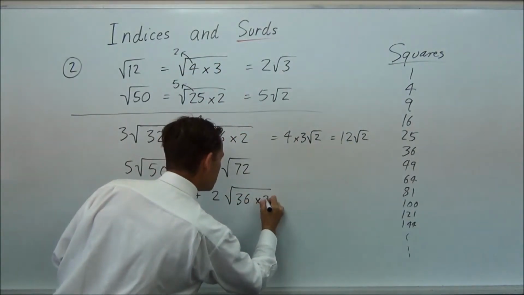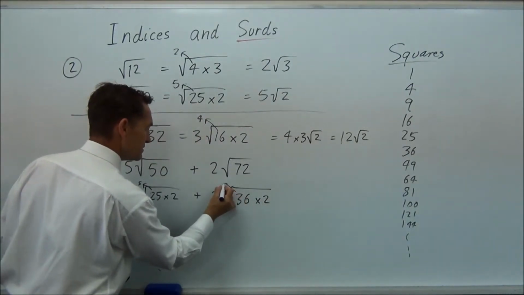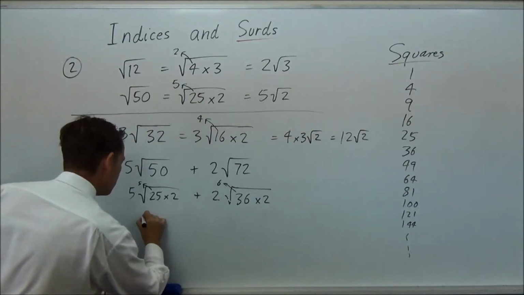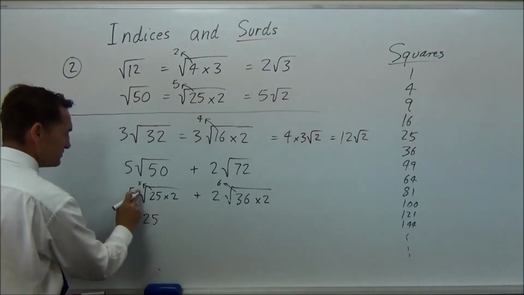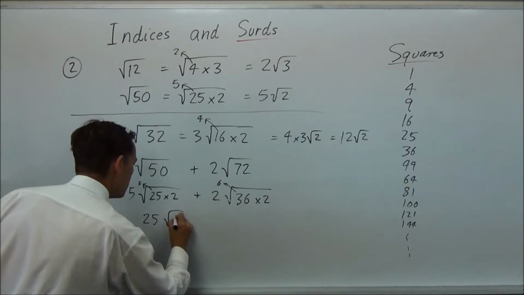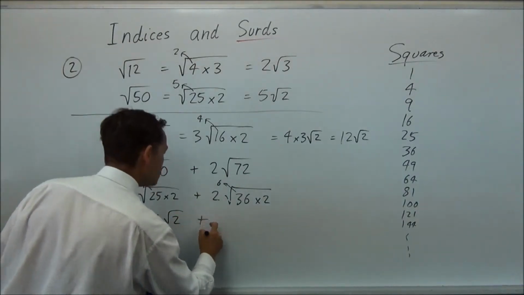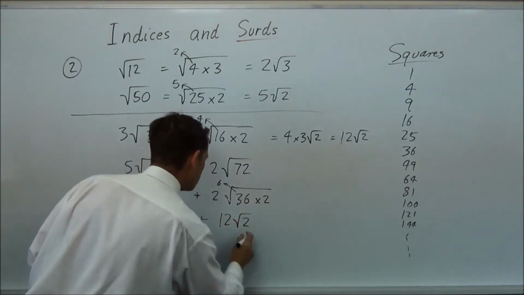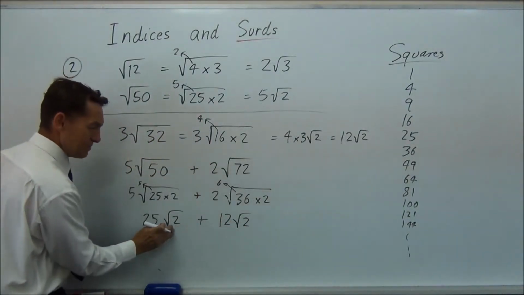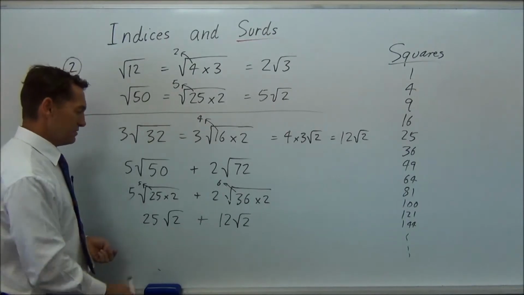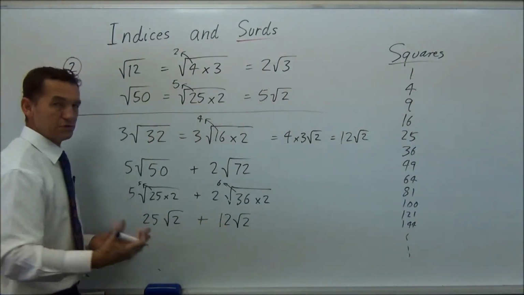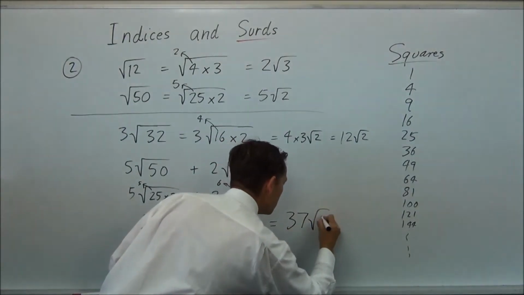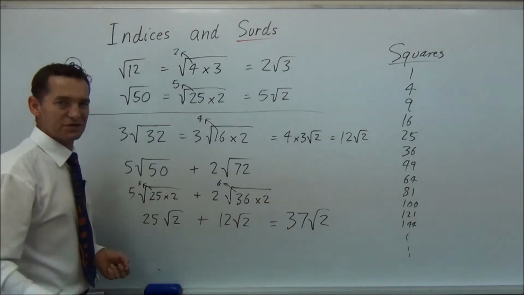36 times 2, square root of 36 is 6, so we're going to get 6 times 2. And then you'll just simply multiply. So you'll have 25, because 5 times 5 is 25, root 2, plus 2 times 6 is 12, root 2, and now you can add them together because they happen to be the same square root. 25 plus 12 is 37, so your answer will be 37 root 2, and you're done.